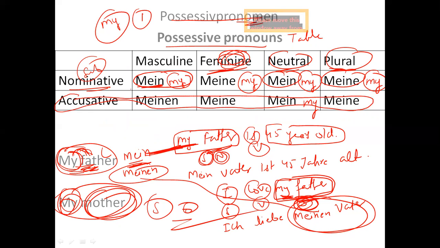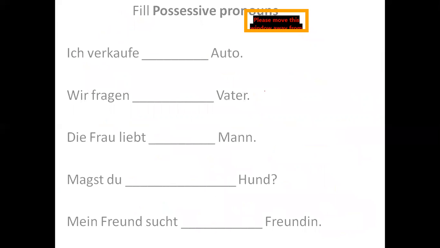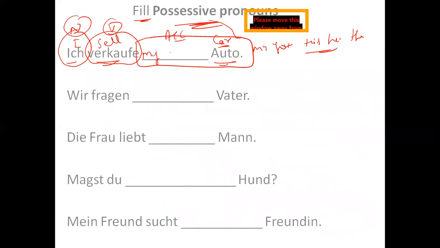Now auto is not masculine, hence this answer would be wrong. Auto is not feminine, this would be wrong. Auto is neutral, hence it would be mein Auto, right? So here, I'm selling my car, it should be mein Auto. Ich verkaufe mein Auto. And why mein? Because auto is neutral.